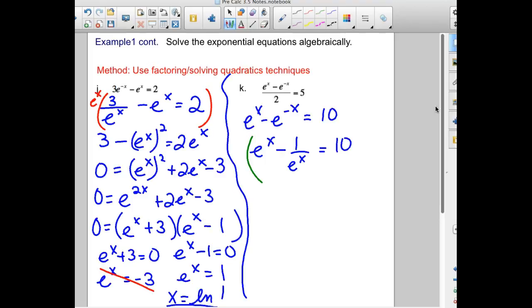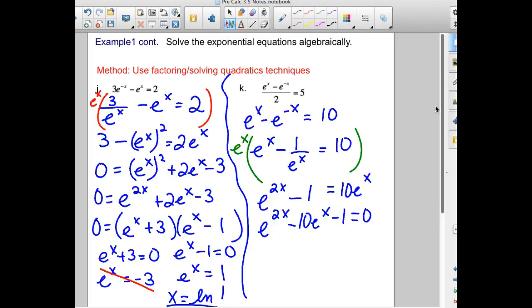So I have that e to the x in a denominator position again. I'm going to need to multiply both sides by that denominator to give me an equation that doesn't have fractions in it. So now I have e to the 2x again, e to the x times e to the x, minus 1, those e to the x's drop out, equaling 10e to the x. All right, let's get everything to one side so we can try to factor it. So we're looking at e to the x squared minus 10e to the x minus 1.